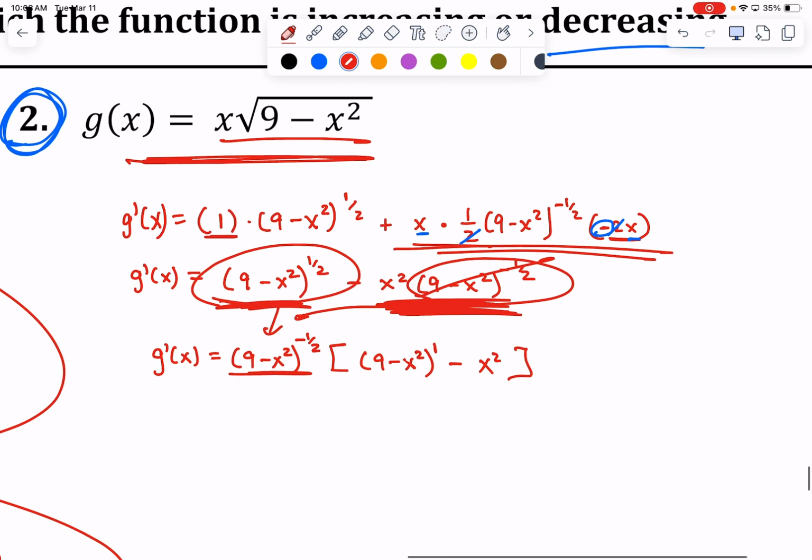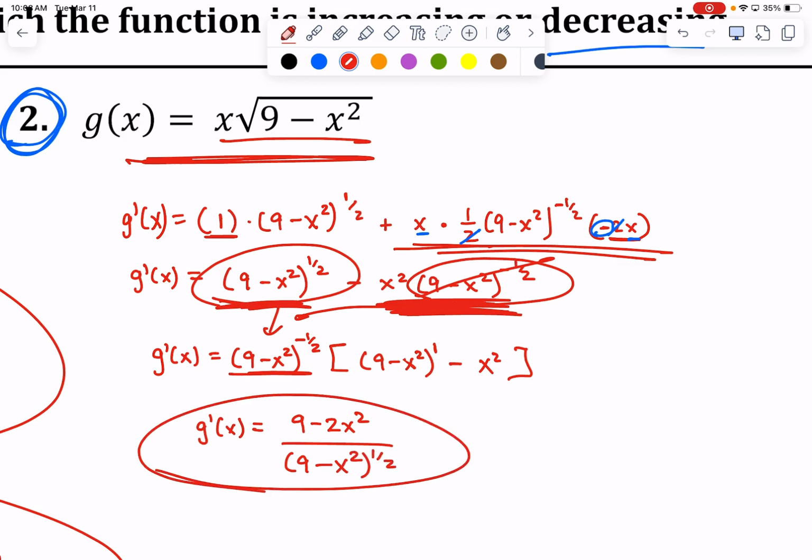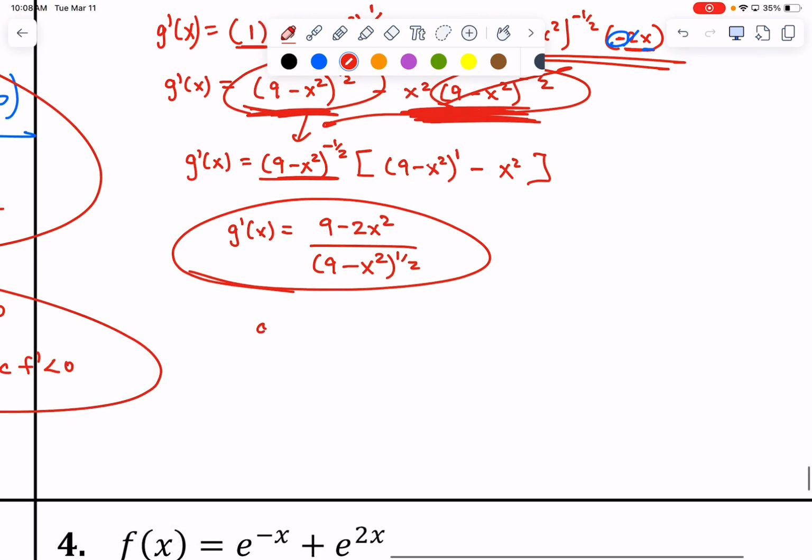So then we're going to bring this to the denominator. So we're going to have 9 minus 2x squared on top over 9 minus x squared to the 1/2 power on bottom. Now we do have a derivative where it will be equal to 0 or undefined. Where does a derivative equal 0? When the top equals 0. So top equals 0. Okay, so that'll be the 9 minus 2x squared equal to 0. When is the derivative undefined? When the bottom equals 0. So that'll be the 9 minus x squared to the 1/2 equals 0.